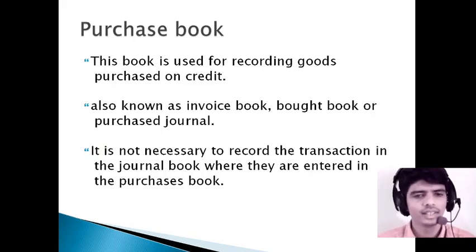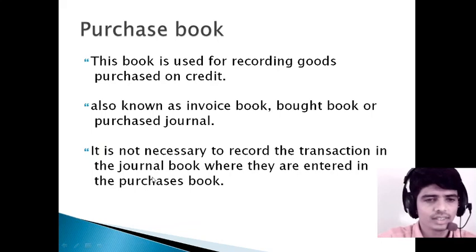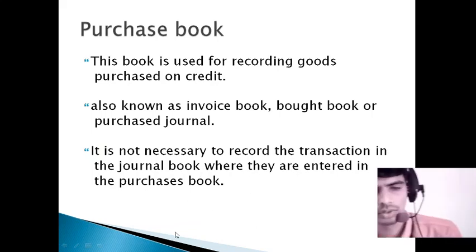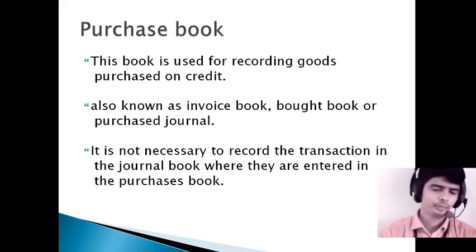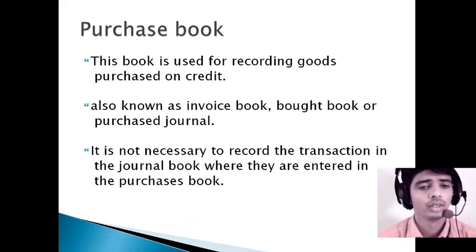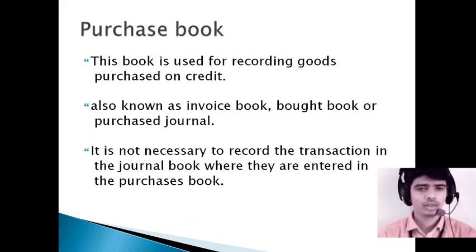It is not necessary to record the transaction in the journal book where they are entered in the purchase book. Here the purchase book, a subsidiary book, is different and the journal book is different. So it's not necessary to record in the journal book the transactions entered in the purchase book. Both are different books, so we should not compare them for recording the transactions.